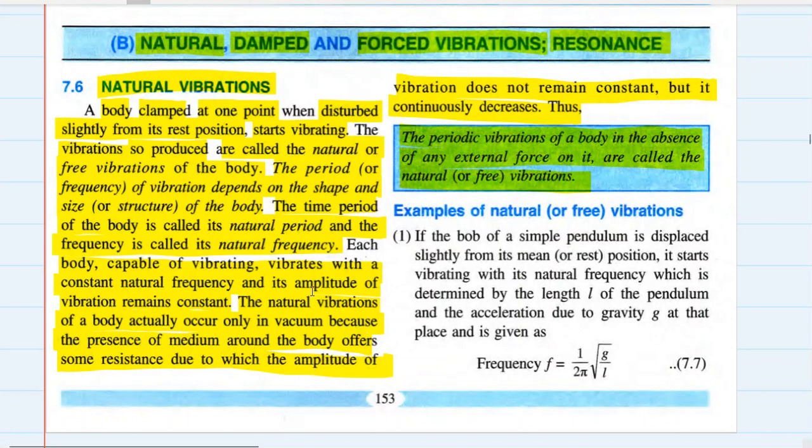Okay, examples of natural vibrations. Now see, these examples are very important. These all examples which occur around us are cited as examples of natural or free vibrations, assuming that the vibrations are taking place in the absence of any medium around the body, around the vibrating body. That means assuming that body is kept inside vacuum, and then if this body is going to vibrate, its vibrations are going to be called as natural vibrations.